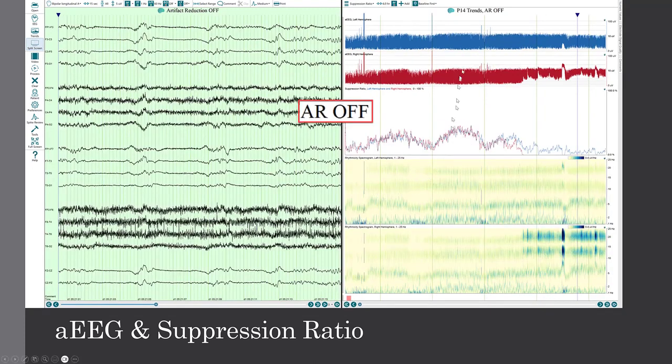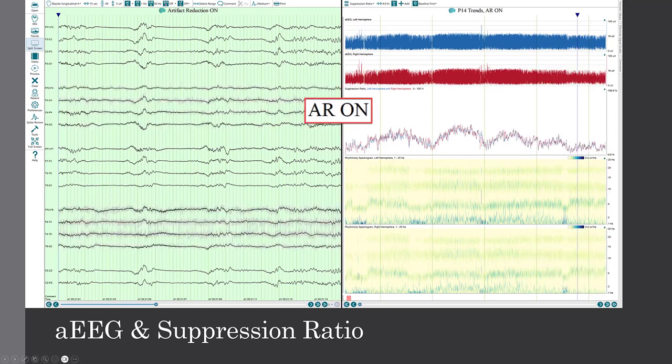So we've jumped to this part of the trend. The cursor is over here, where that right suppression ratio has gone to 0. The right hemisphere AEG is thinned out, and we see that there's a muscle artifact showing up across the channels on the right. And that's affecting the calculation of the suppression ratio because it can't drop below that 3 microvolt threshold when there's muscle present.